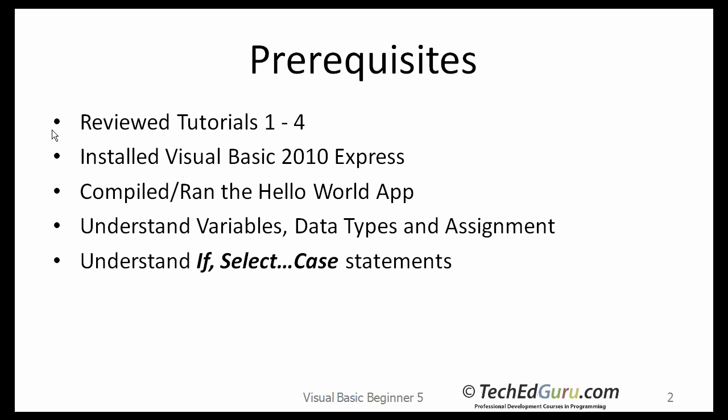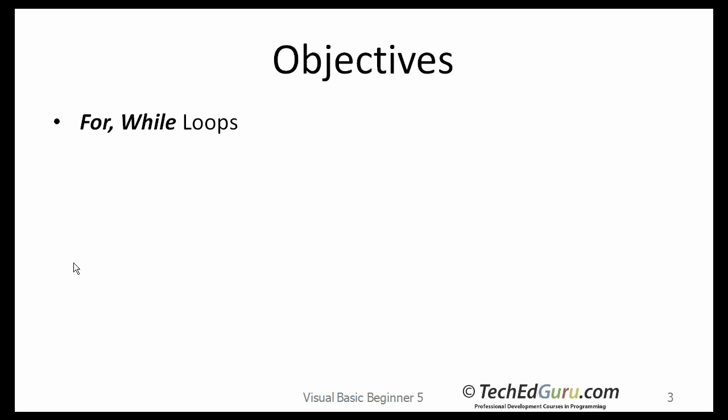I hope that you have reviewed the first four tutorials in this series, which covered installing Visual Basic 2010 Express, downloading it, compiling and running a simple application, understanding variables, data types, and assignments, and also understanding if and select case statements for making decisions. The objectives of this lesson are to learn the for and the while loops.